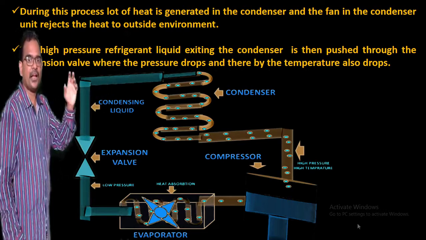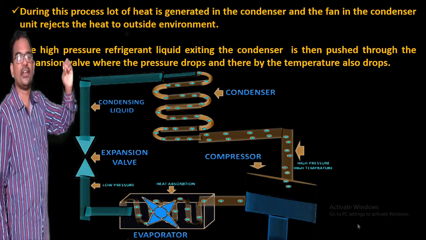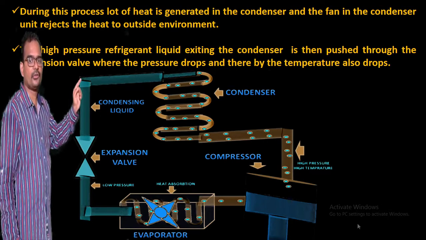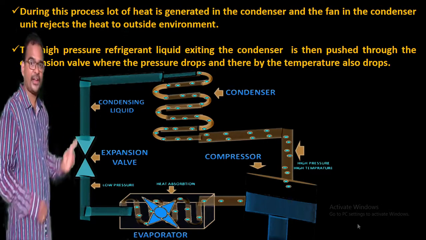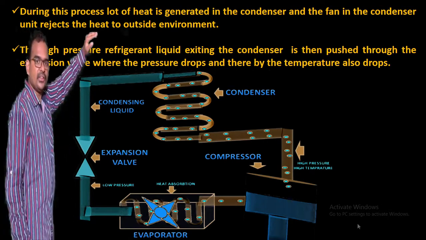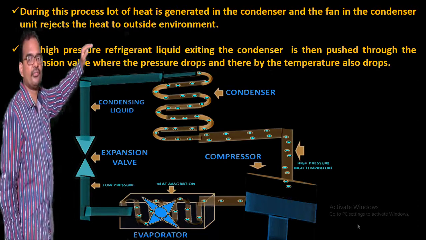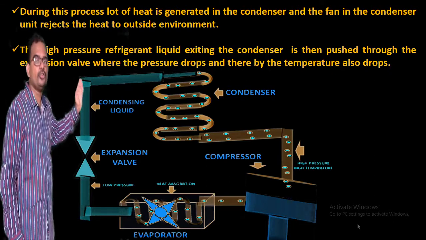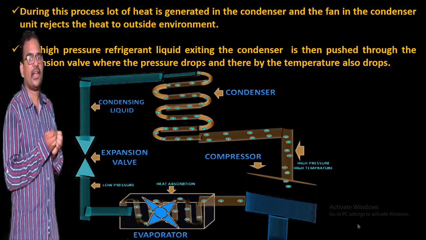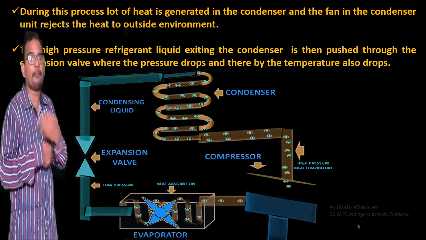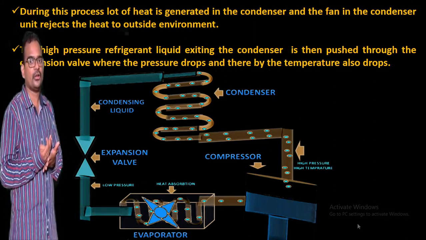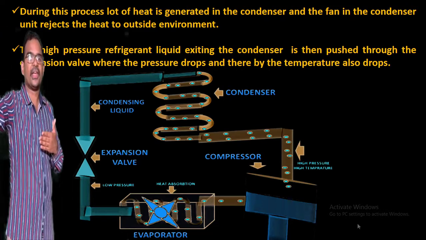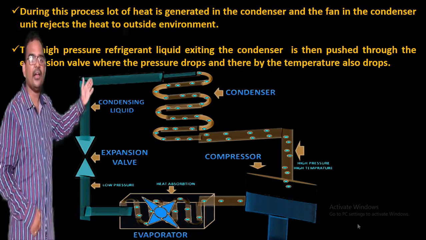And now this high pressure and high temperature refrigerant liquid will enter into the indoor unit, and this indoor unit consists of expansion valve, evaporator and fan as well, right? And now what happens? Now this high pressure and high temperature refrigerant liquid will enter the expansion valve in the indoor unit. So what is an expansion valve? The expansion is opposite to that of a compression. So what happens in a compressor? Low pressure and low temperature will be converted into high pressure and high temperature. The exactly opposite will take place in the expansion valve.